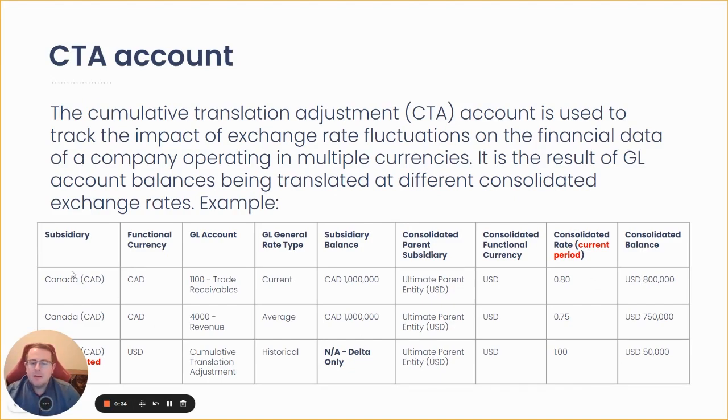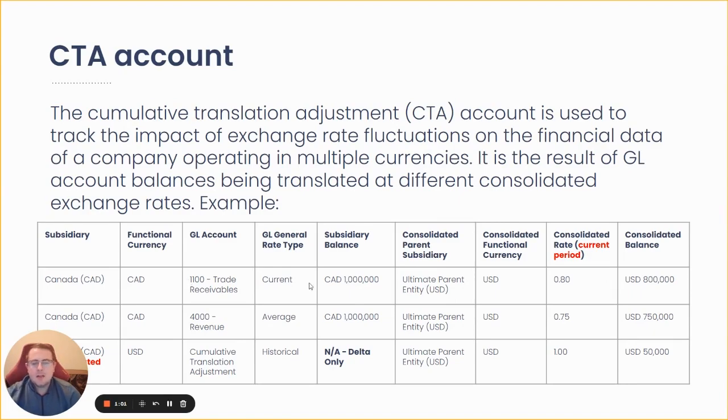In this example, we have balances for our Canadian entity with a functional currency of Canadian dollar. Now let's assume this is the most simple trial balance where we have two GL accounts, an asset and revenue. Now both of these accounts have a balance of 1 million Canadian dollars.